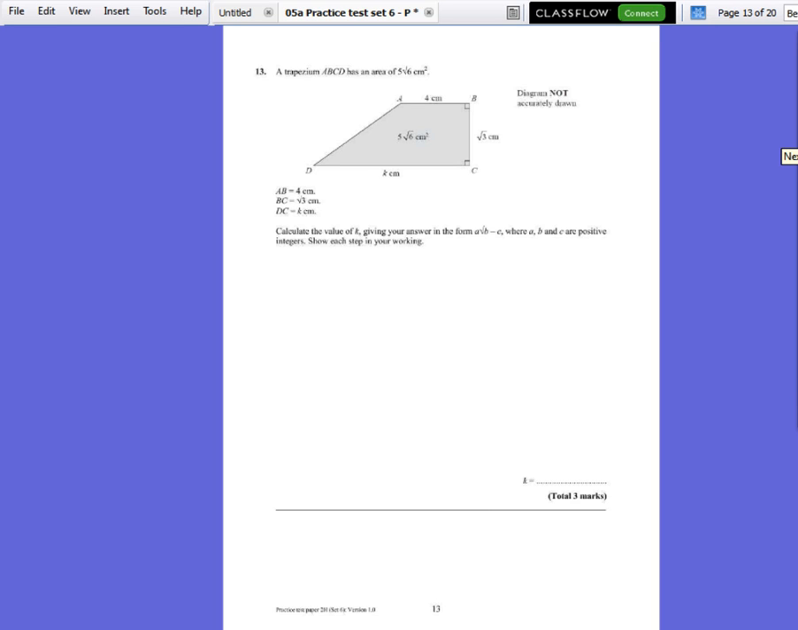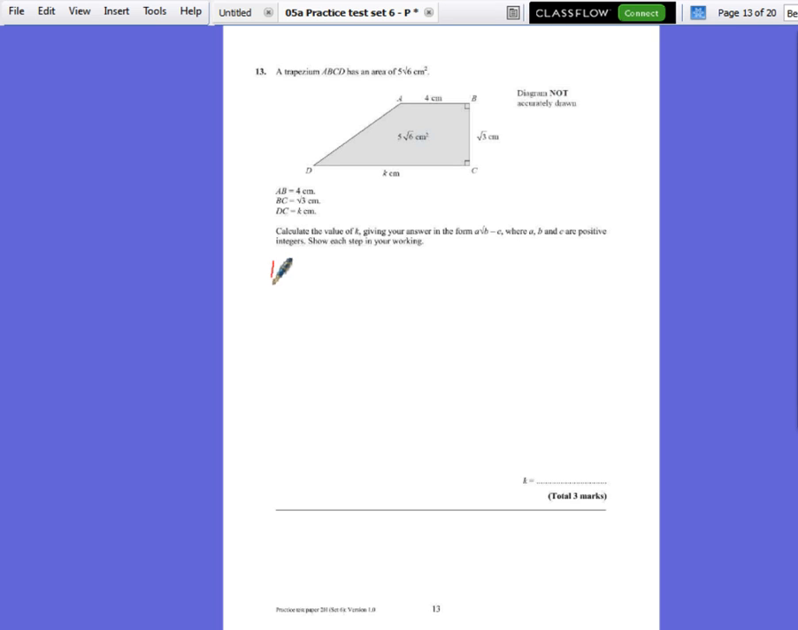Question 13. A trapezium ABCD has an area of 5 root 6. AB is 4, BC is root 3, and DC is k. Calculate the value of k. It says show that it's in the form a root b minus c. Just don't worry about that, just work it out and you'll see that it ends up in that form.